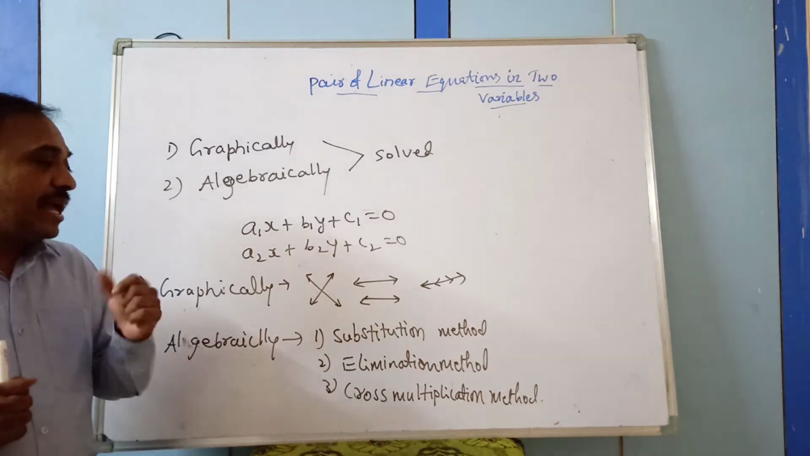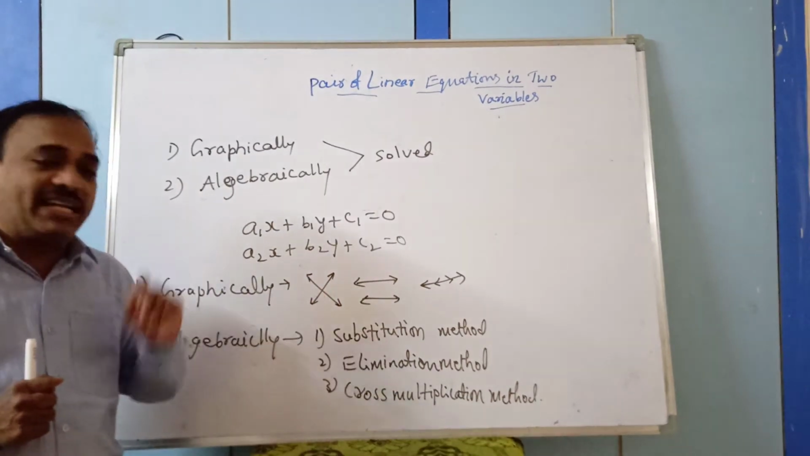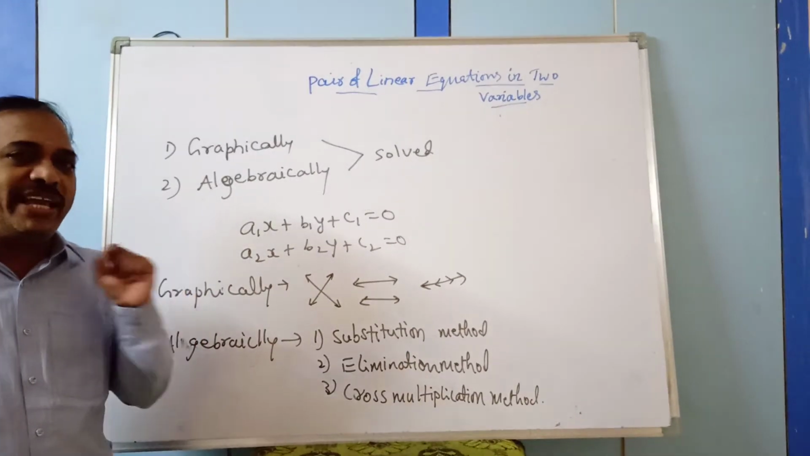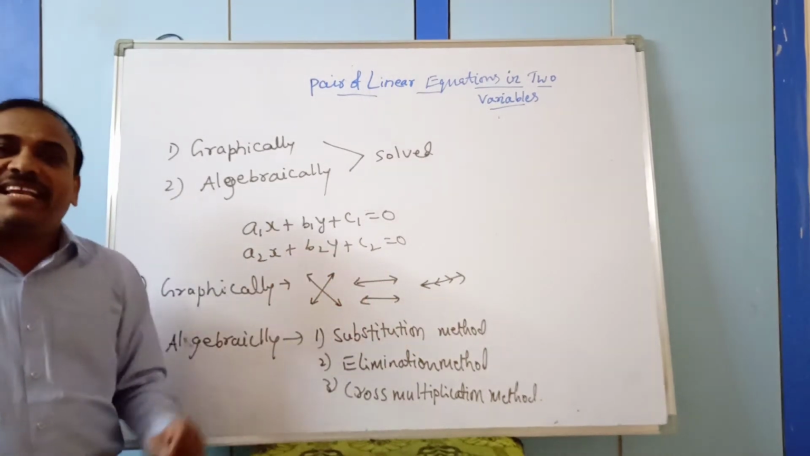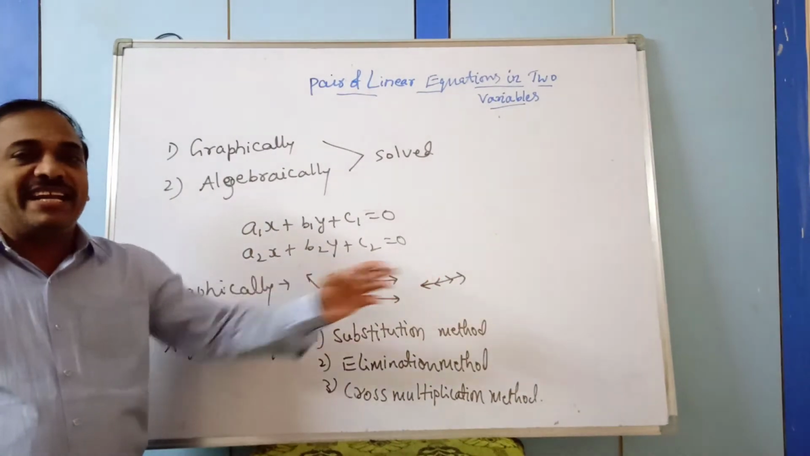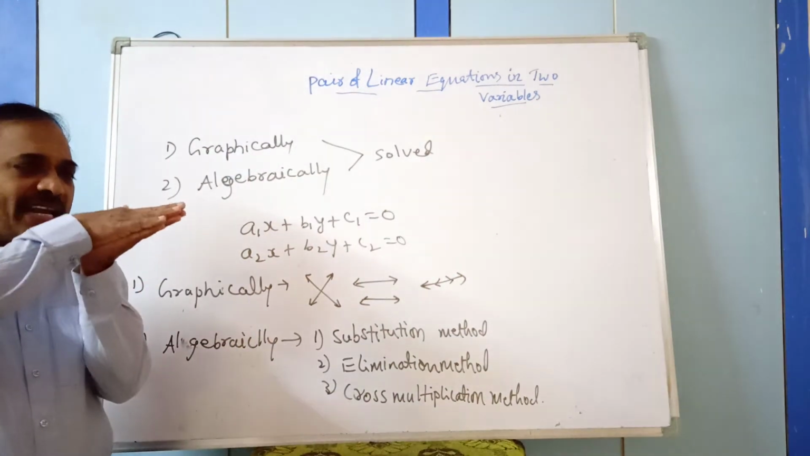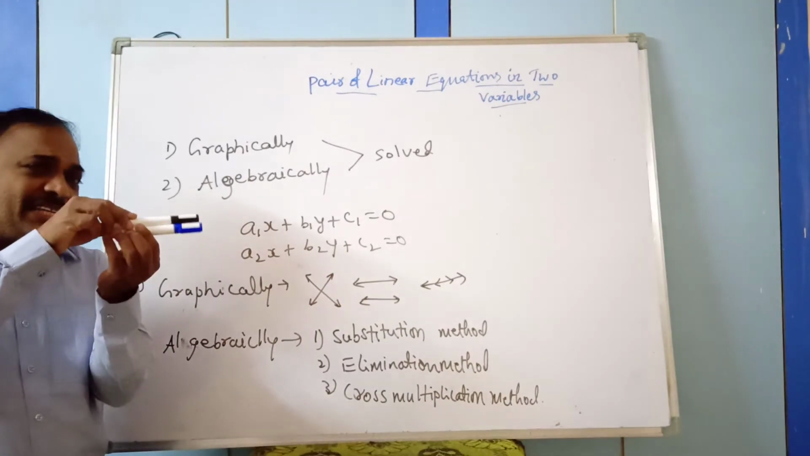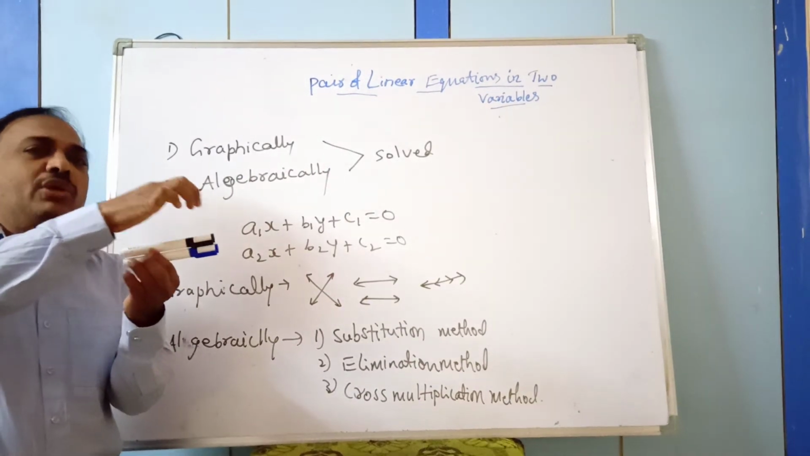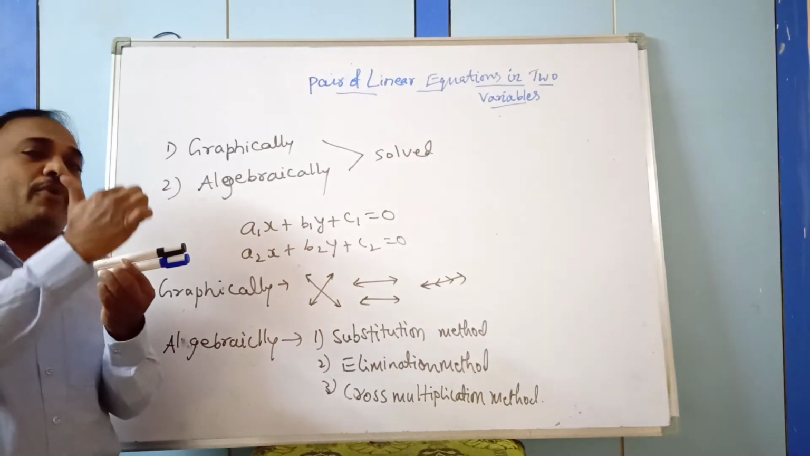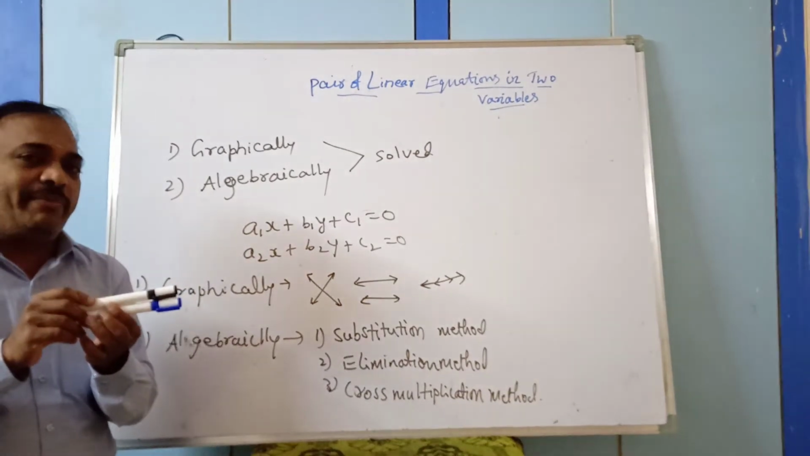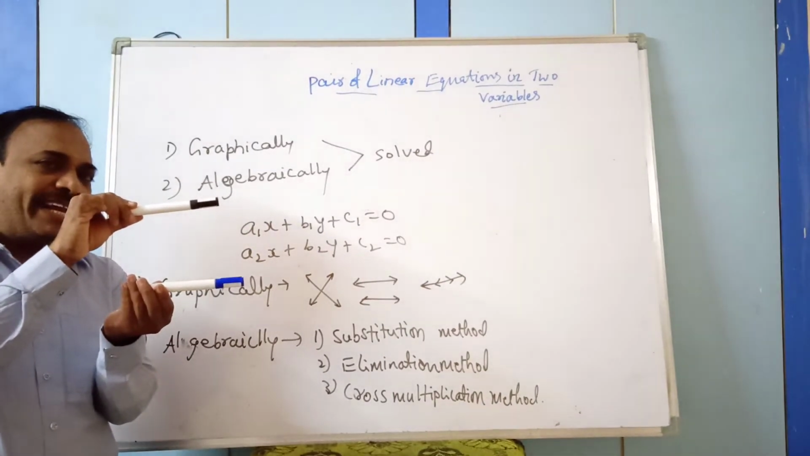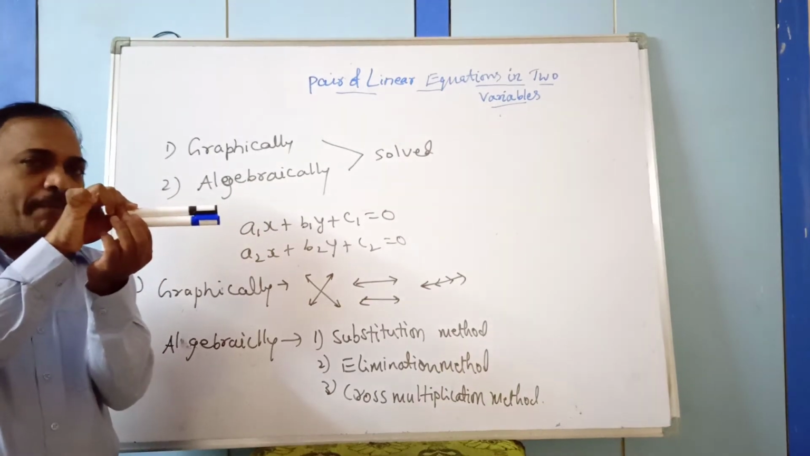In intersecting lines, at only one point they are intersecting. So one solution, unique solution. They are not at all meeting at any point, so no solution. Coincident lines are overlapping one upon the other. That means each and every point on this line will be a solution. That means infinitely many solutions. These are intersecting and these are just parallel, they are not meeting. Coincident, overlapping one upon the other.